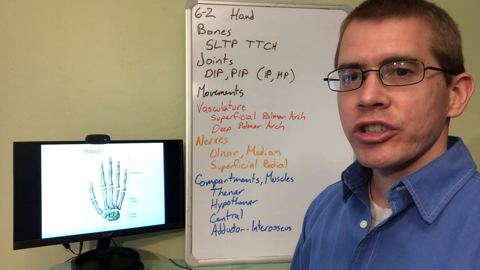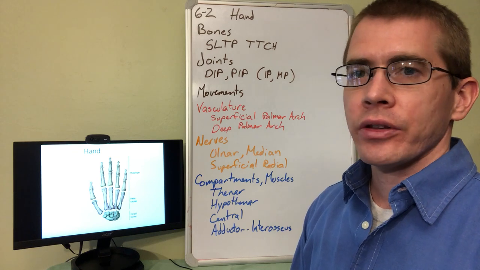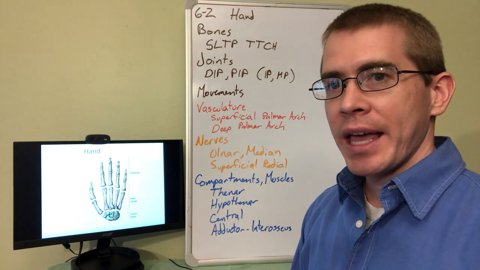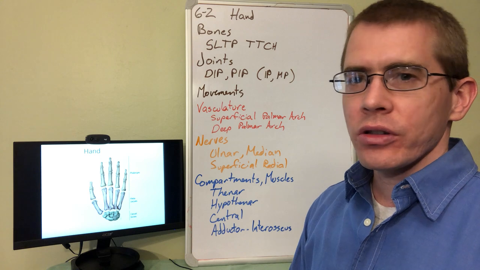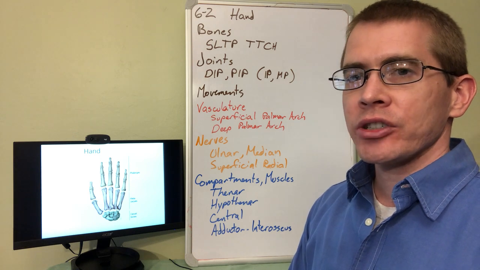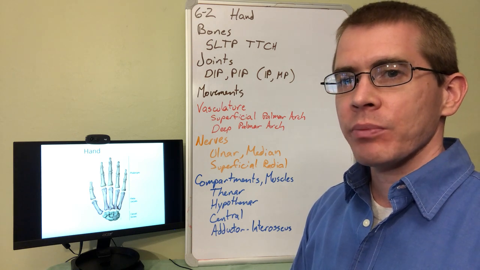Welcome to lecture 6-2. This should be the last lecture covered on the first exam, and we're going to cover the hand. So this will include the bones of the hands, the joints, all of the movements, as well as the neurovasculature and the muscles in different compartments.